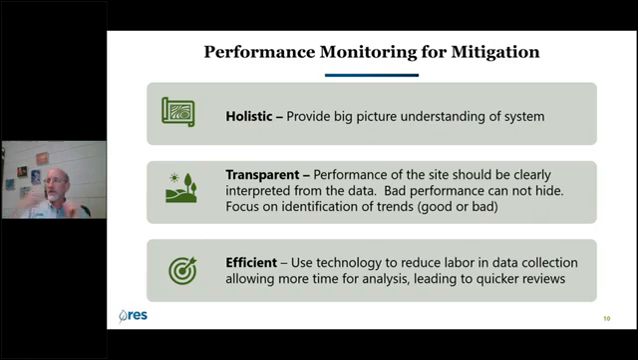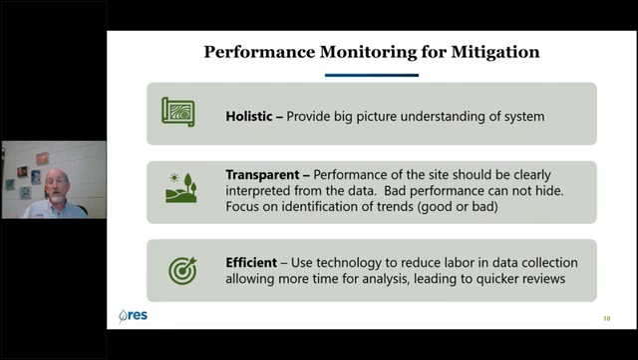Sort of like three touchstones that I stress in looking at performance monitoring for mitigation is, whenever we talk about something new, and we want to modernize or improve mitigation monitoring, whatever we propose should be holistic and help us understand the big picture of how the ecosystem is working. It should be transparent. In other words, the data should clearly identify how the system is performing, and it should be easy to interpret.